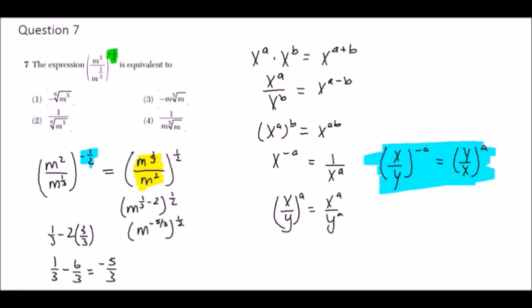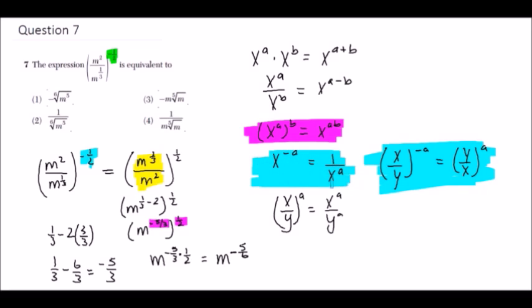Now we're going to use this rule because I have a power to a power. So I have m to the negative 5/3 times 1/2. And that is going to be m to the negative 5/6. Now we're going to come back to the rule we used at the beginning, except now I'm going to use the simpler reciprocal rule to change this to 1 over m to the positive 5/6.